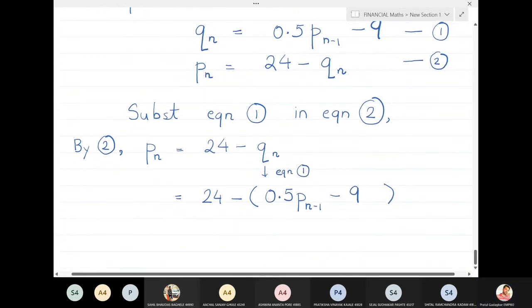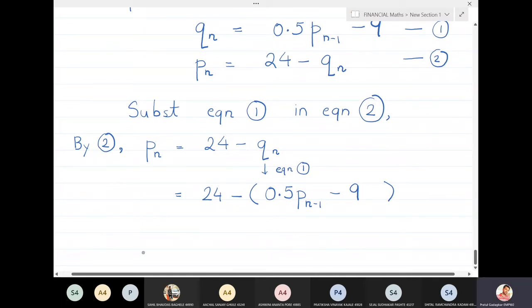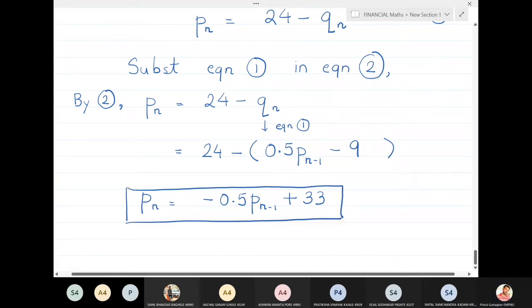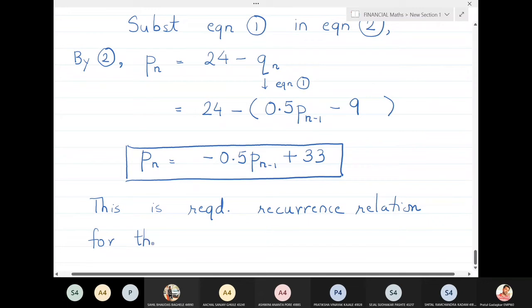And therefore, Pn is equal to minus 0.5 Pn minus 1 plus 33. So this is the required recurrence relation for the given Cobweb model.